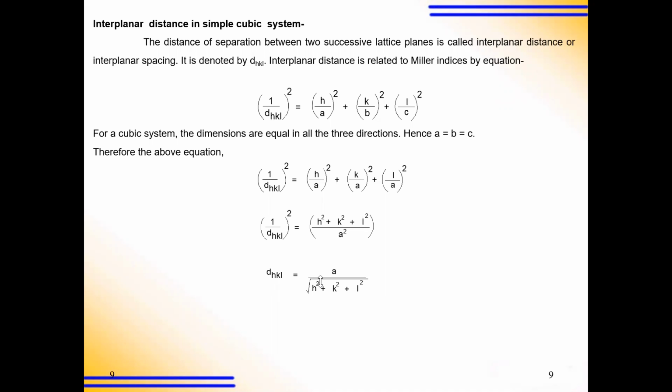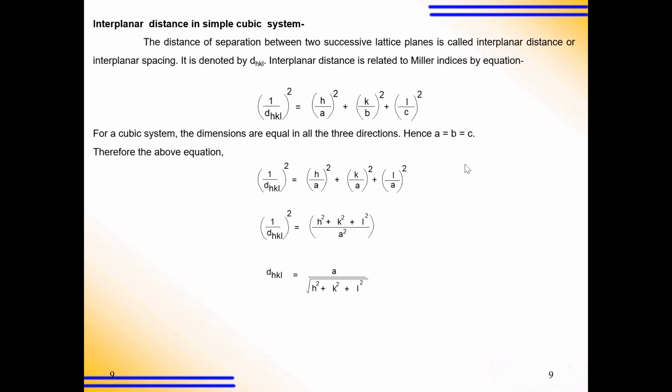intercept or different plane. When we apply these equations, we get different values. The first value will be a, the second value will be a upon root 2, and the third value will become a upon root 3. So likewise, for these cubic systems of unit length a, all the interplanar distances can be calculated by geometrical considerations and the above formula.